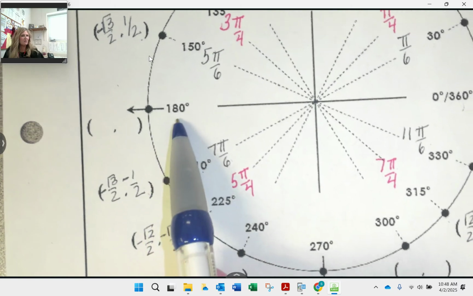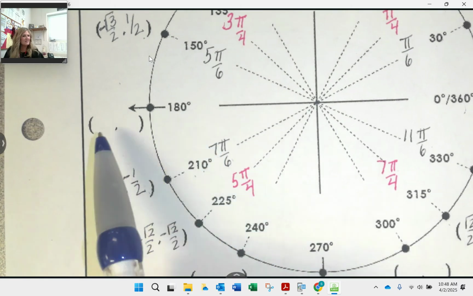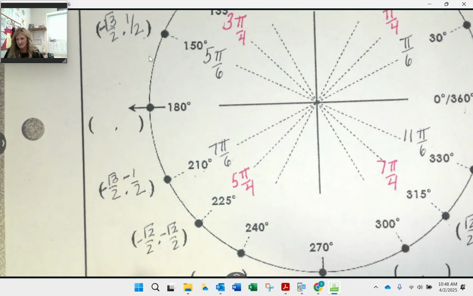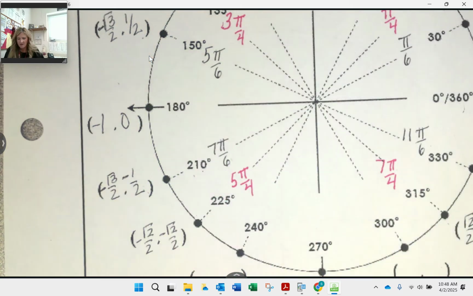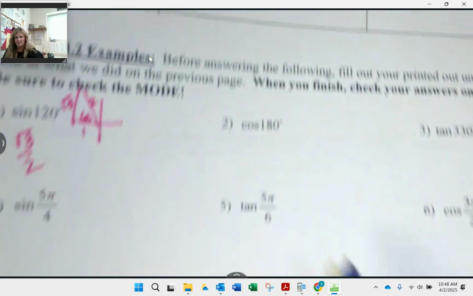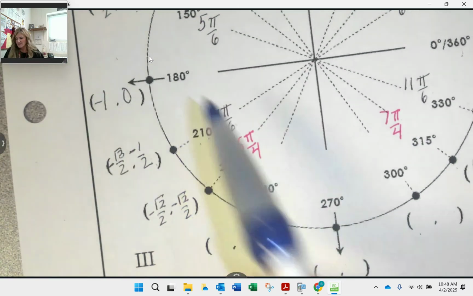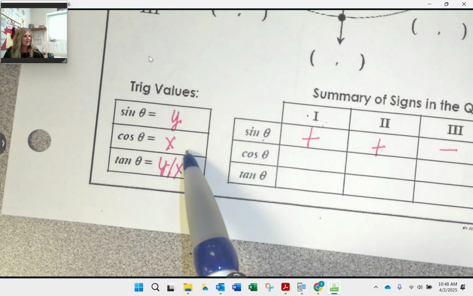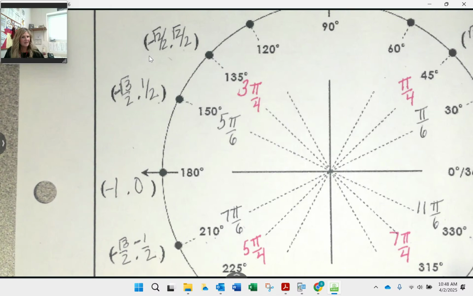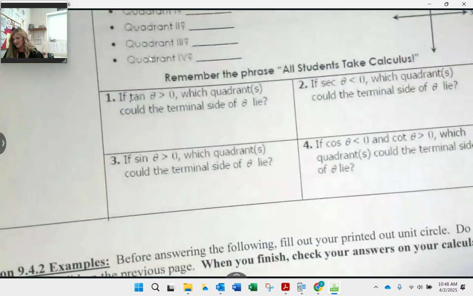Okay, let's go ahead and fill out 180. What's the point at 180? Negative 1, 0. Okay, so now we're going to here, the cosine of 180. Well, what's cosine? Is it our y or our x value? X. What's x right there? There you go.